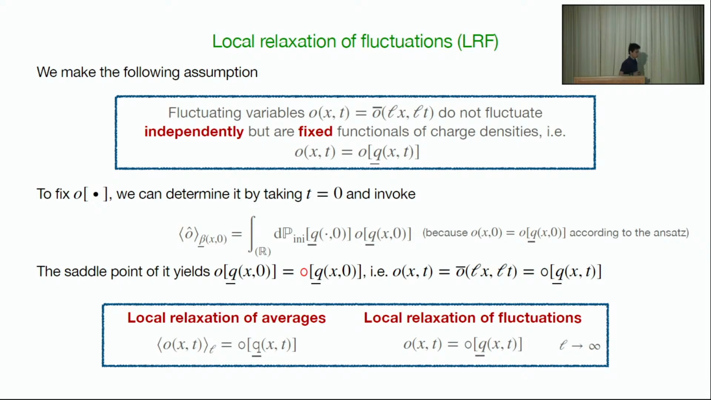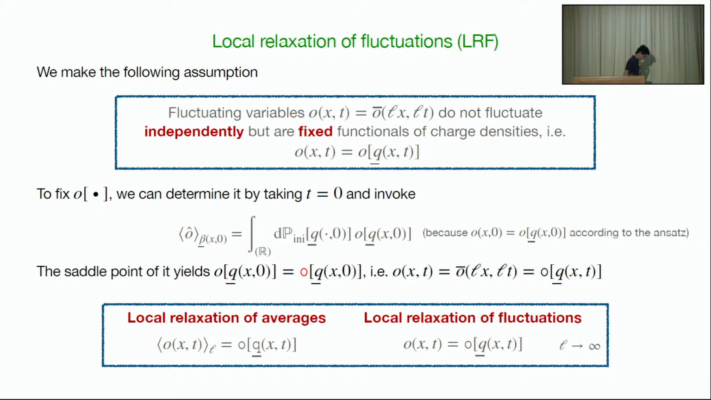So what I mean by that is as follows. Fluctuating variables, the variables that I have been talking about, supposedly fluctuate independently, but the claim or assumption is that they actually do not fluctuate independently, but rather are fixed functionals of fluctuating charge densities. So in terms of the equation, our assumption is this one.